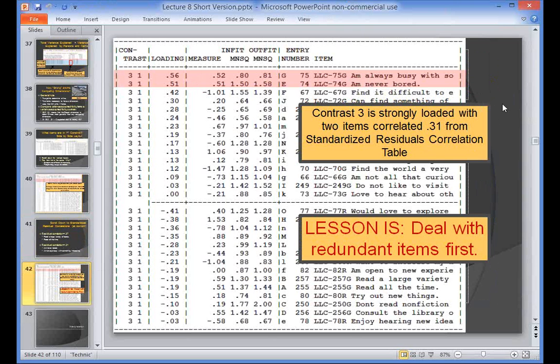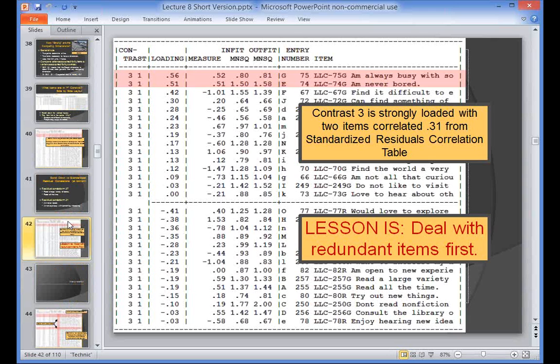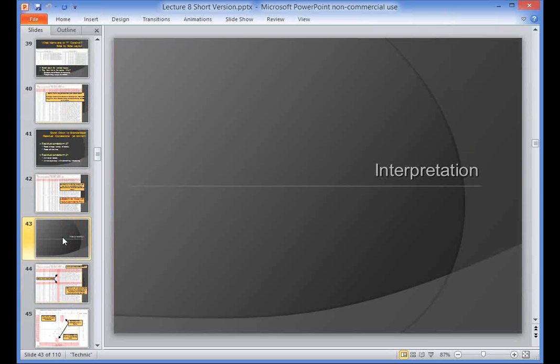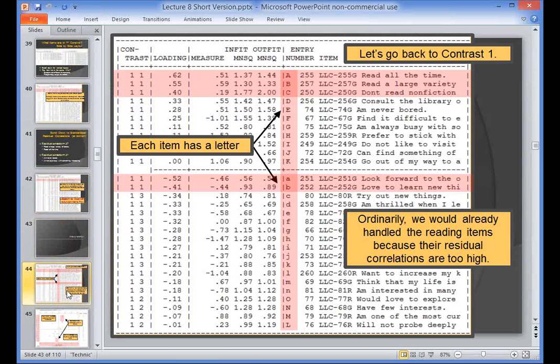Okay? So the lesson here is that when you're considering dimensionality, the first thing that you have to deal with, just like you have to deal with it pretty much the first thing in any analysis, you want to delete the redundant items first. And if you don't delete the redundant items first, then the redundant items are going to show up probably in terms of defining the first contrast, the second contrast, or the third contrast. So you'll see them eventually, because essentially they define a dimension. The question is here, once you define a dimension, how are you going to interpret it?